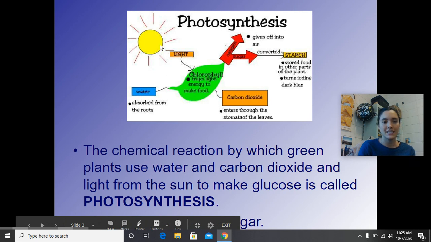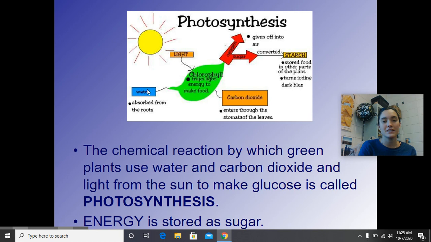And you can see here, the sun gives light to the plants, and the plant gets water and carbon dioxide. It gives off oxygen into the air, like we talked about with the trees and other plants. The sugar is converted into starch, and it's stored as food in other parts of the plants.